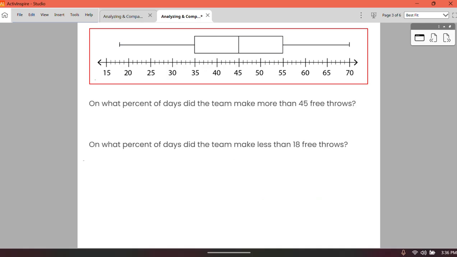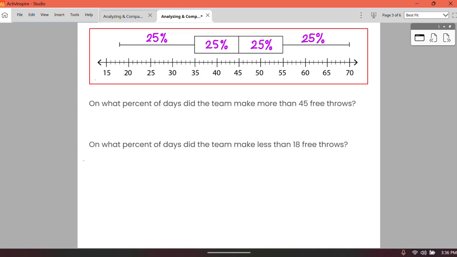All right, I got two more questions about this same graph, and these are both percents. So I will give you a quick recap. If you remember, each section of a box plot is worth 25% of the data. So the left whisker is 25%, the right whisker is 25%, the left part of the box is 25%, and the right side of the box is 25%. And it doesn't matter if the sections are bigger or smaller, it's just talking about how spread out the data is, but I promise it's 25% of the data.